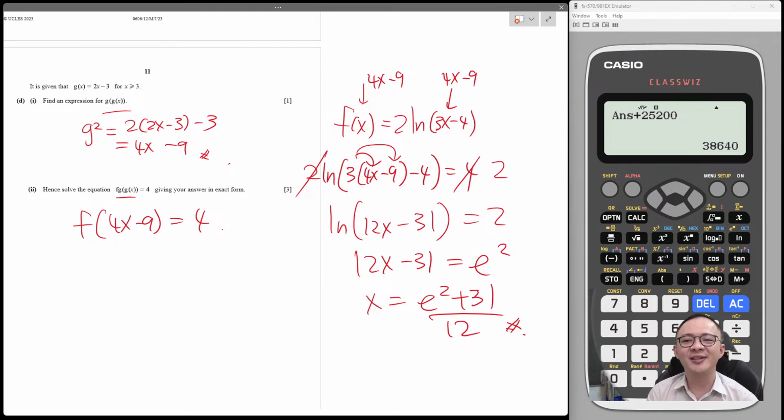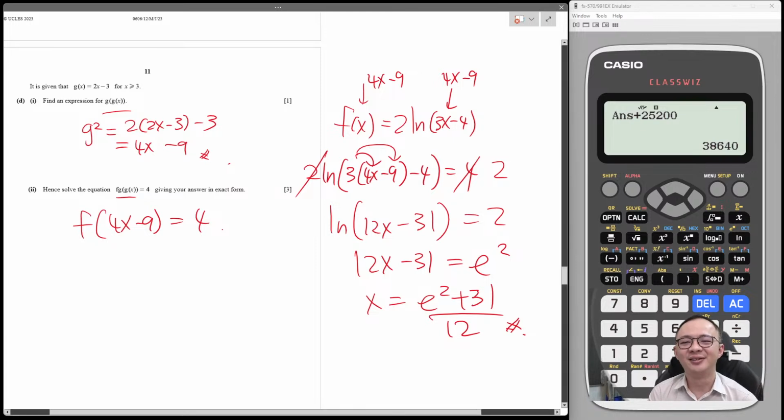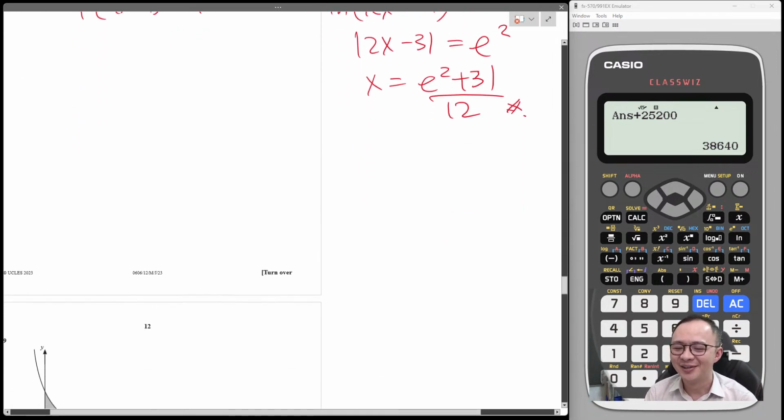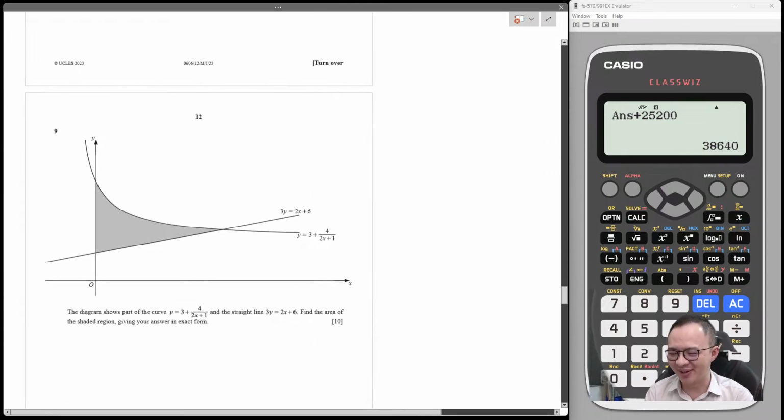Teacher, how to get A star critical thinking like you? You need a lot of practice. You don't know how many papers I've done before. I think the last 10 years, all the papers I've been through at least a few times. So if you do as many papers as me, you will be good.